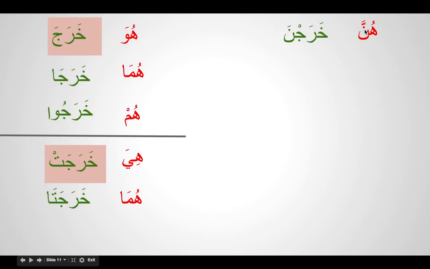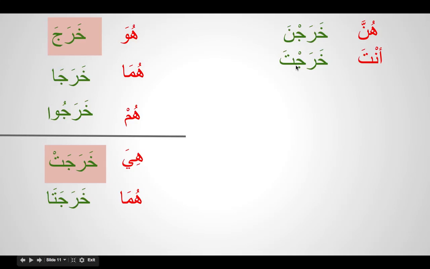This shadda is because we got a noon sakin plus noon with fatha, which is assimilated to form a shadda, hunna. So we got sukoon on a part of the verb. It's called kharajna. And all the pronouns which come after it, like anta, then we have kharajta, and the jim will get a sukoon.